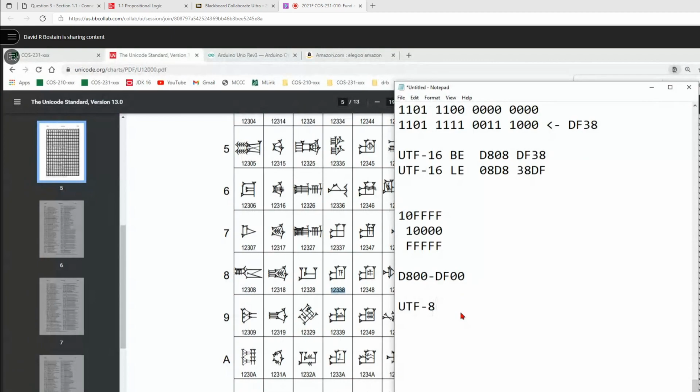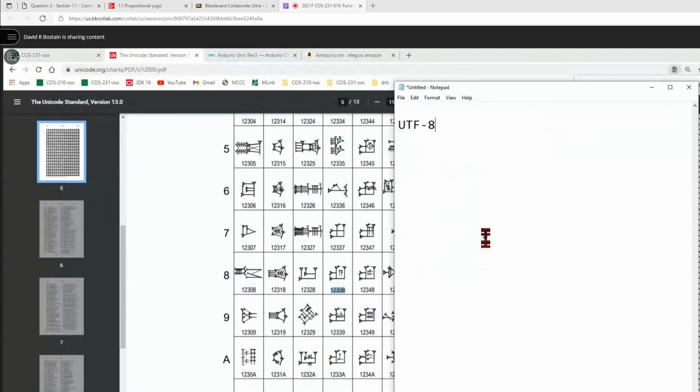UTF-8. This is the code of the web. Now, it takes advantage of the fact that ASCII sits in that bottom 7 bits. UTF-16 requires us to use 16 bits for every ASCII character. UTF-8 requires us to use only 8 bits for every ASCII character. It uses a compression scheme. Now let's talk about how that might work.